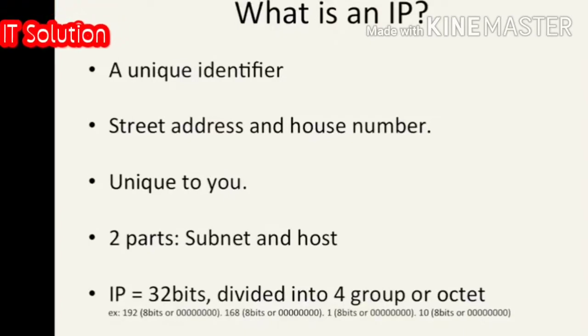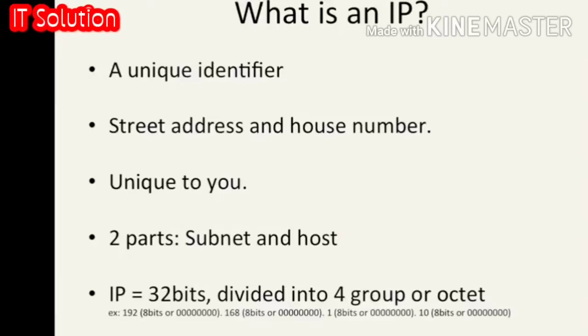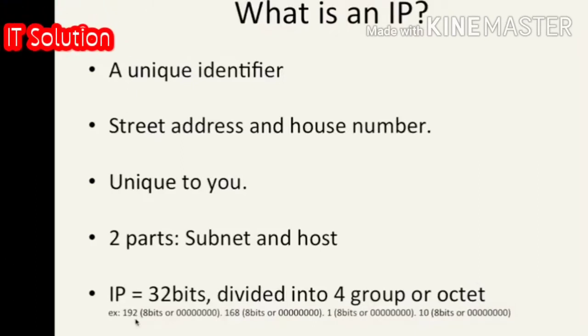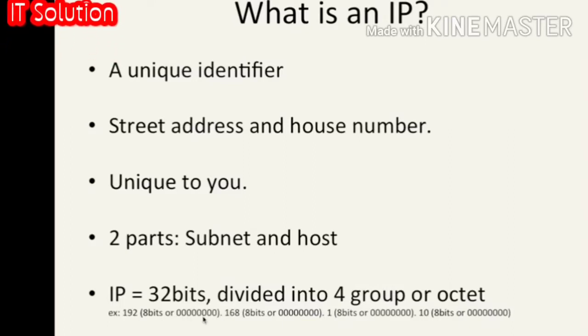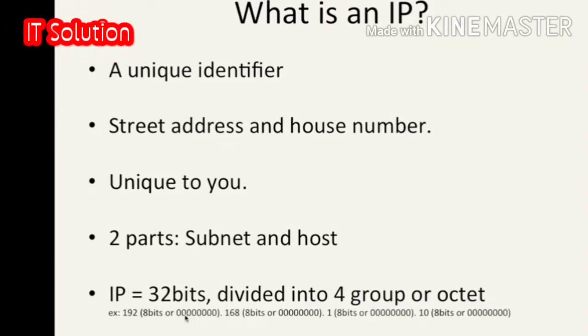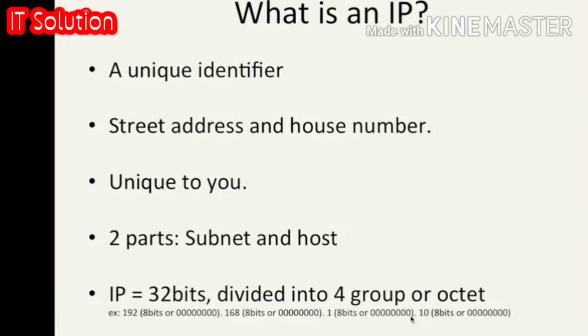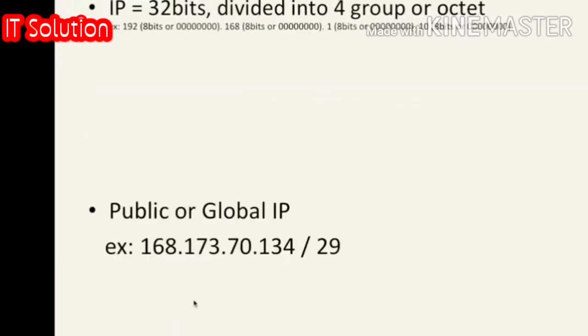Usually an IP address is 32 bits long and is divided into 4 groups, called octets. So in this example below, I have 192.168.1.10. So 192 is broken down into 8 bits or 8 zeros. This could be ones and zeros, but this is just for demonstration purposes. Then dot 168, which is 8 bits, dot 1, which again is 8 bits, dot 10, equaling 32 bits.